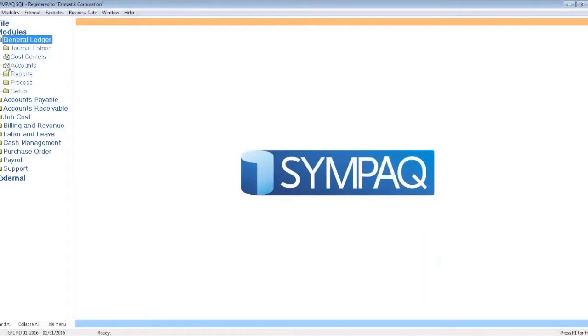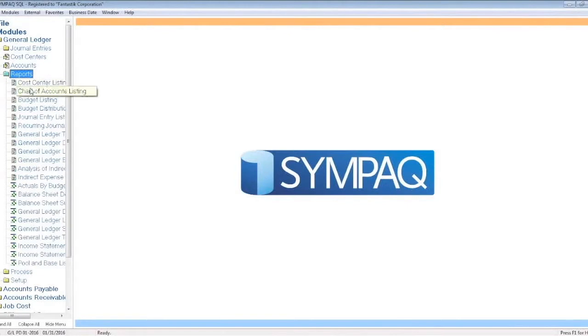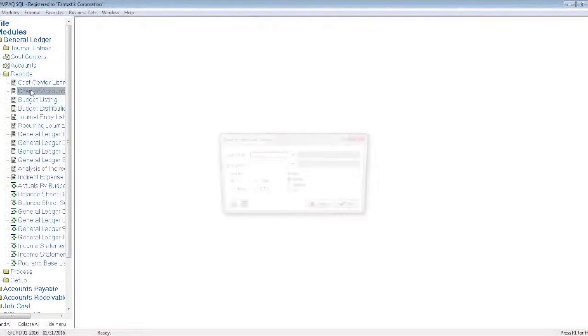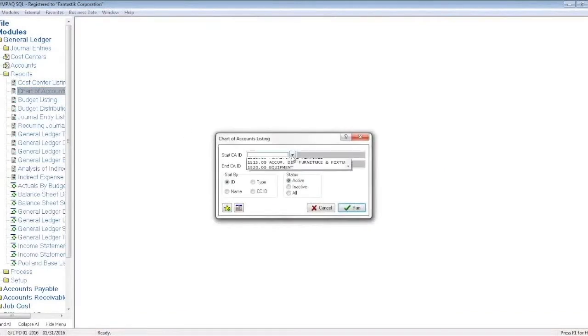And we do that as part of our professional services here at Sympaq. We make sure that our clients have a chart of accounts that is set up in such a way that there is a separation between direct and indirect costs. So let me demonstrate that.